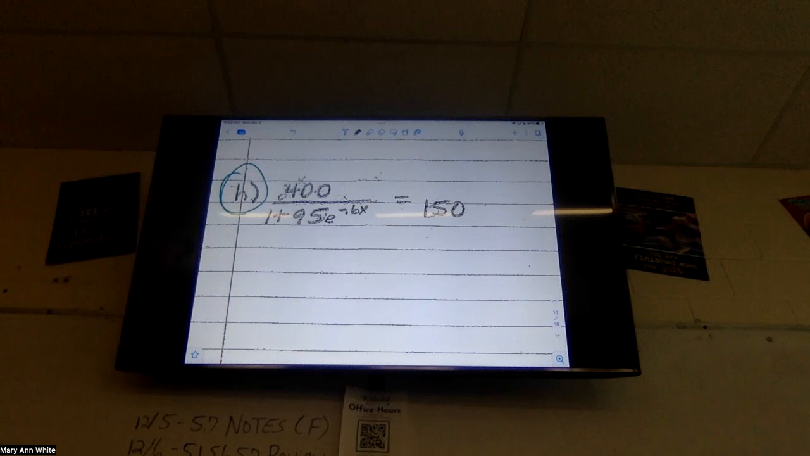Do you remember what these are called? What kind of equations these are? Logistic. Those are logistic equations. So we're gonna solve these. The goal is to get x all by itself, okay? Does anyone have any idea on how we maybe would start this?